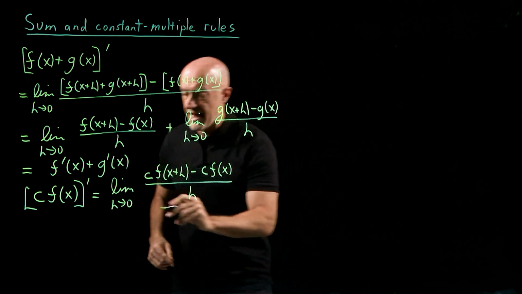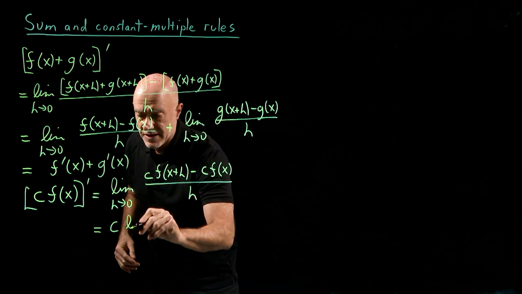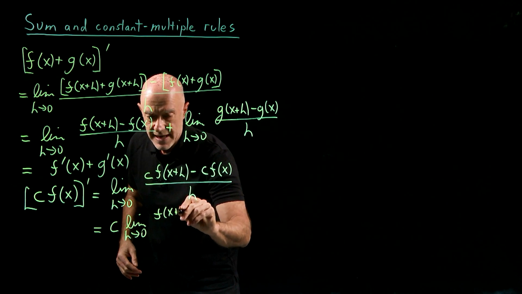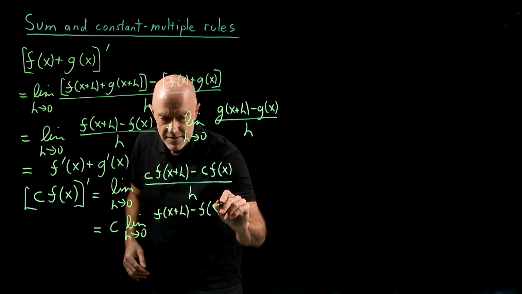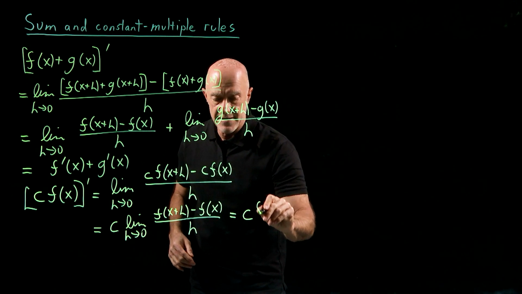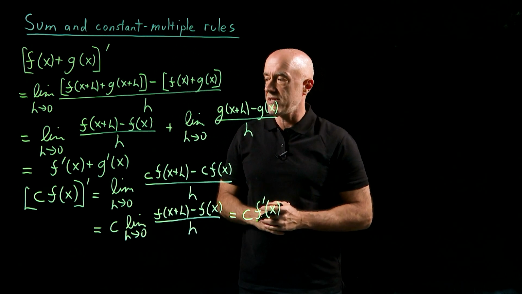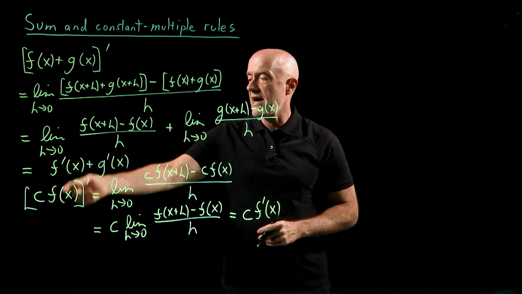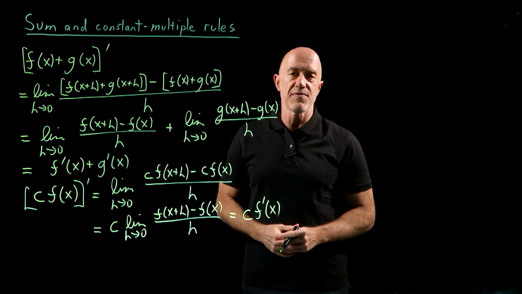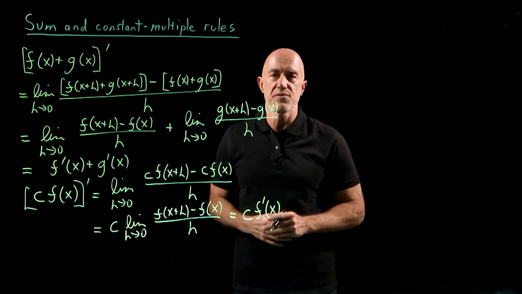The c factors out, so this is c, which doesn't depend on h, times the limit as h goes to 0 of f of x plus h minus f of x divided by h, which is just the derivative. So this is c times f prime of x. So the constant multiple rule is quite simple. The derivative of a constant times a function is equal to the constant times the derivative of the function. Okay, these are two very simple rules that are easy to remember.